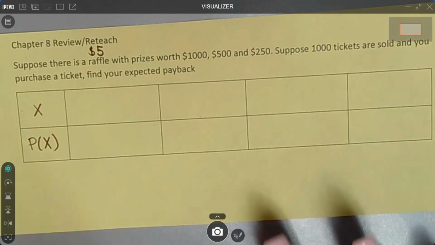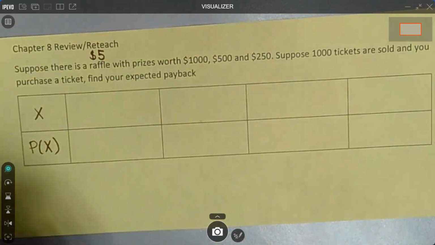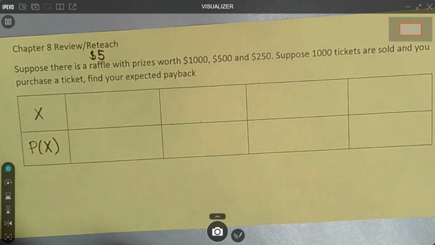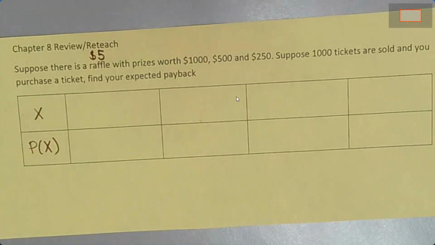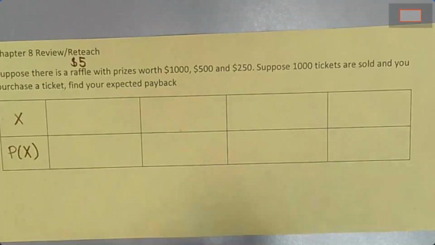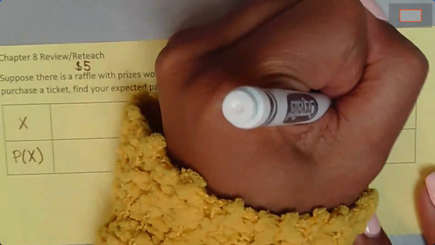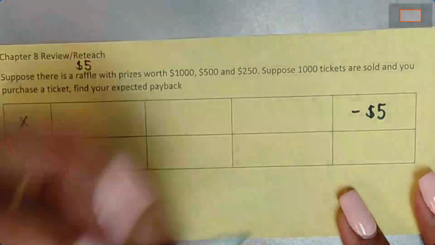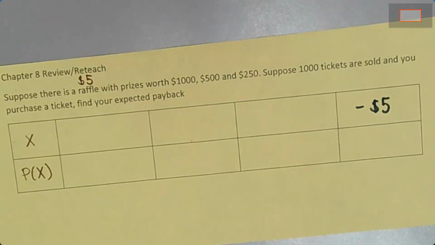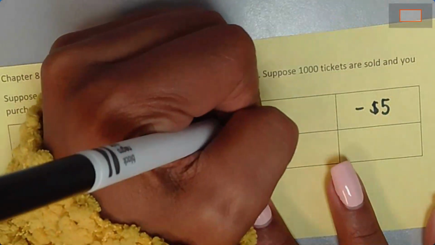Okay, so first we need to fill in what our x values are. There are 1,000 tickets being sold. So you've got 4 options. You either pick one of the winners or you just buy a loser. So that means we can lose $5. So this first one over here is going to be -5. Right? Now say you pick the ticket and you win $250. You have to take into account that you spent $5 to get it. So what would be the actual amount you're winning? If you said $245, you're correct.